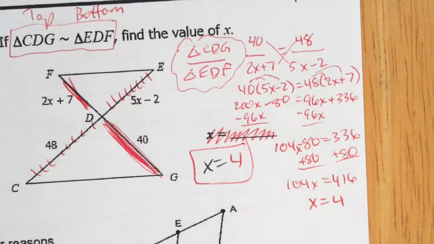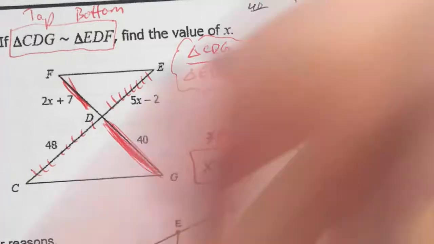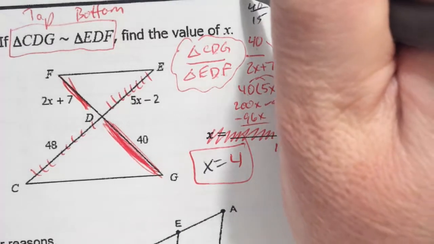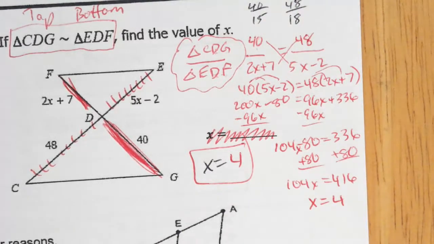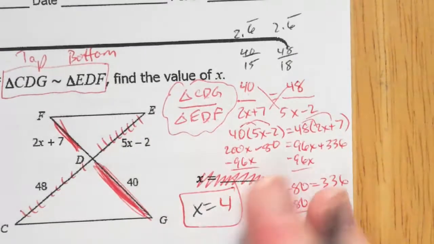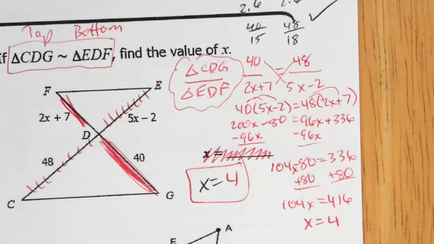I'm just going to double check. So this would have been 40 over 2 times 4 plus 7, that'd be 15. And then 48 over 5 times 4 minus 2, which was 18. If I divide those, 40 divided by 15 would have been 2.6 repeating forever, and 48 divided by 18 is also 2.6 repeating forever. So I know I'm doing this correctly. The answer was 4. All right, sweet.